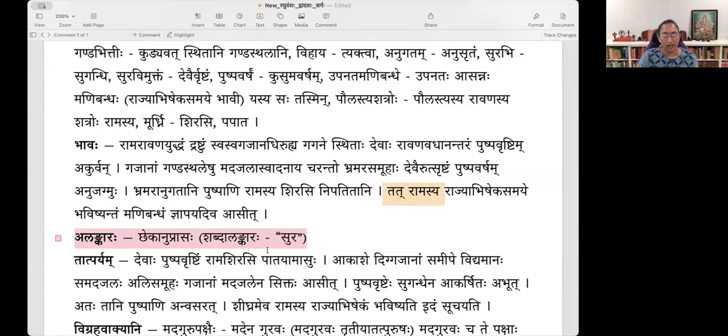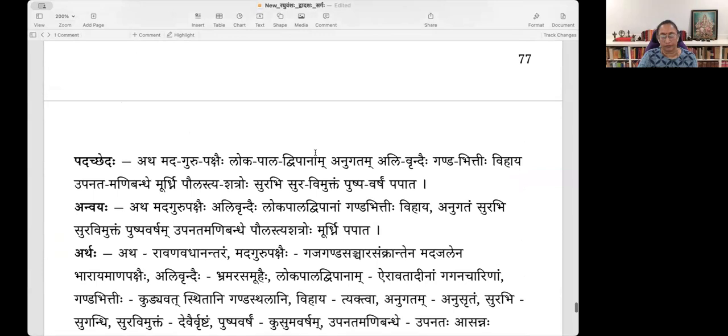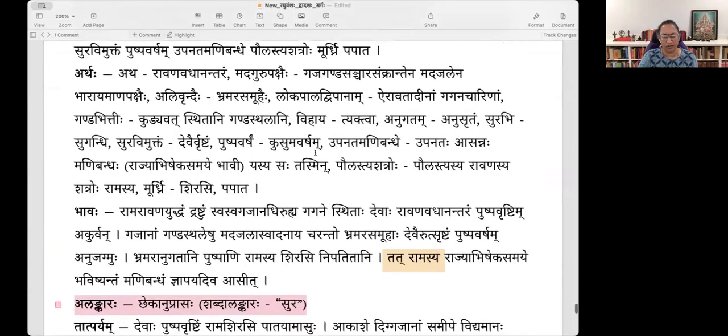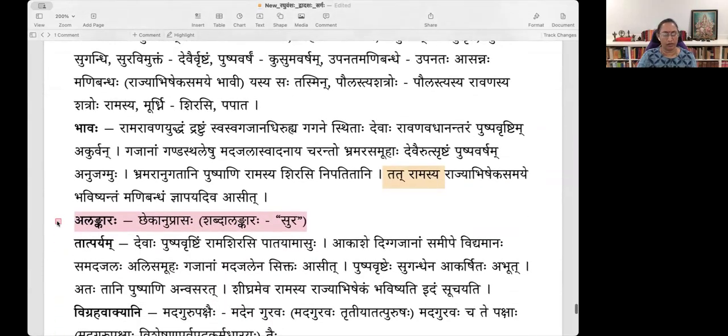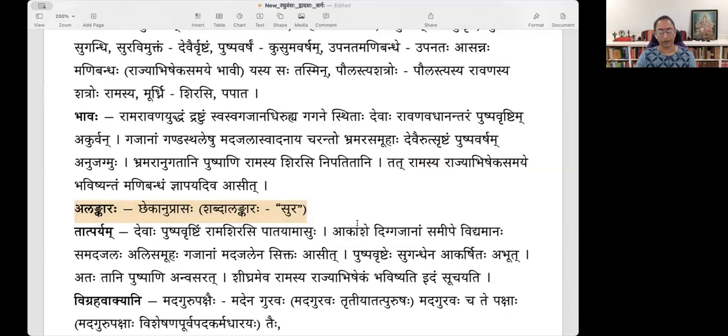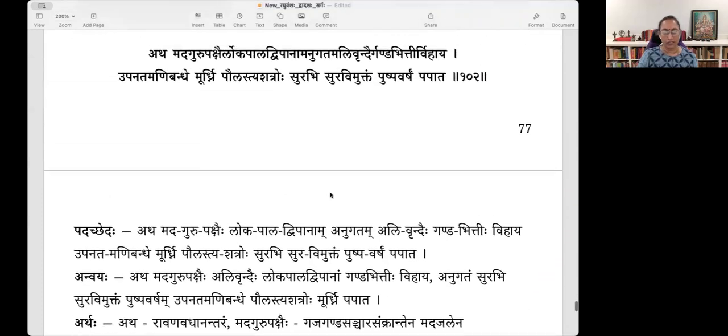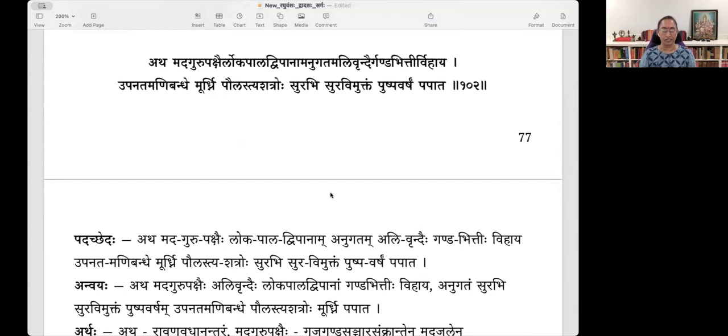Okay. Alankara: Chekanuprasa. Shabdalankara. Sura, Surabhi. Yes, you can write it. Chekanuprasa is where the words are repeated, but the meaning is different. Surabhi: the Sura is actually part of the Surabhi word. Sura Vimuktam is Devaihi Vimuktam. Sura iti tatra Devanam pariyayavachi shabda. So it's okay. Chekanuprasa is repetition of letters.